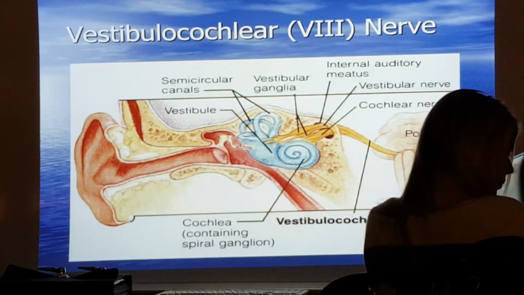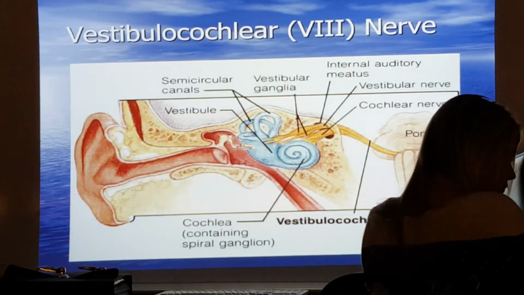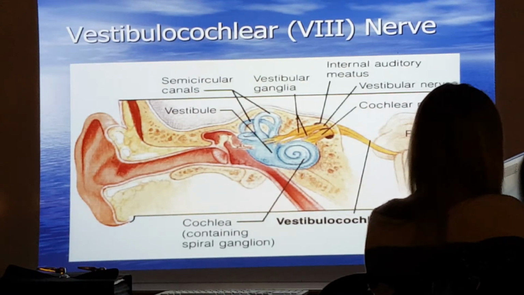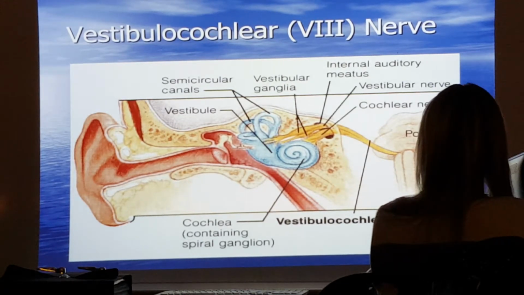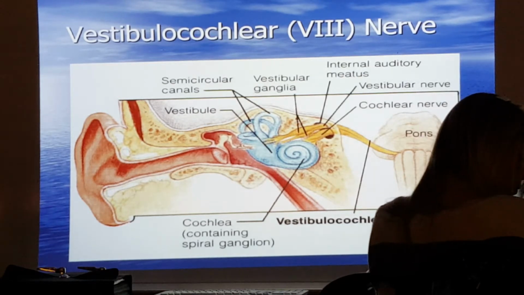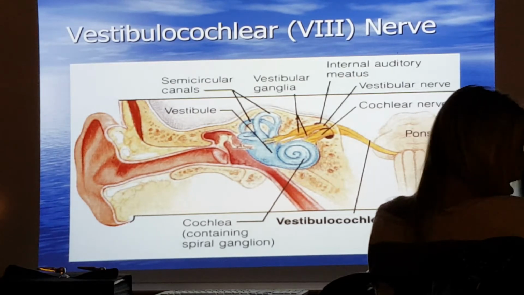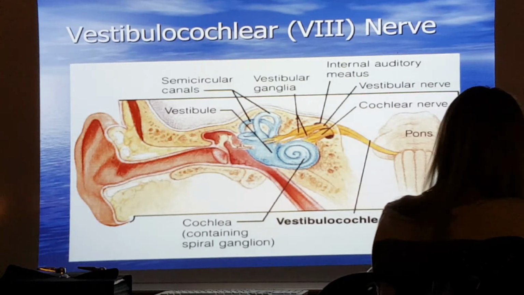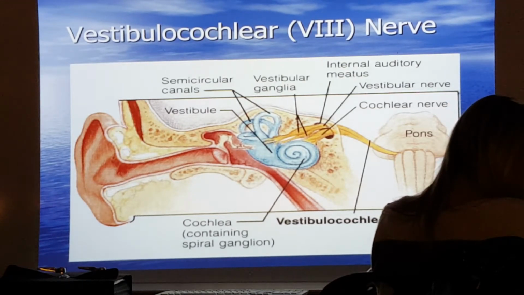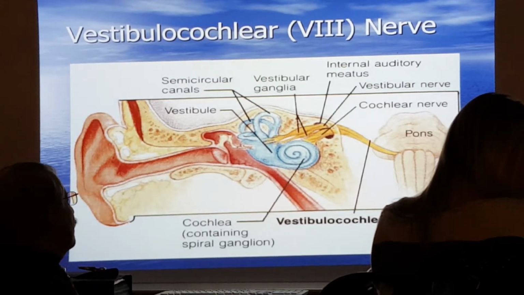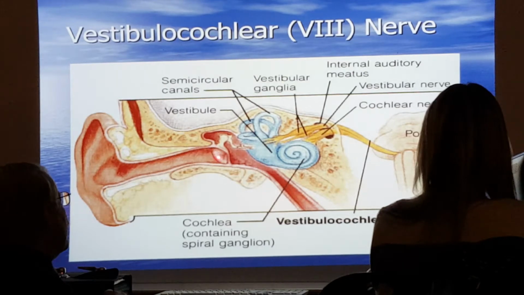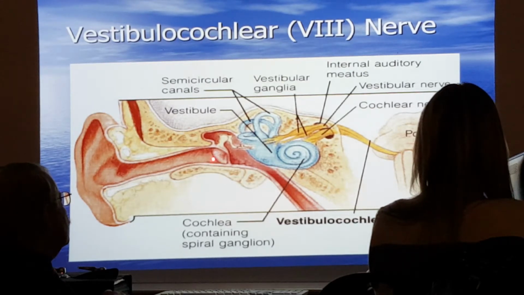So, the nerve that carries information from the inner ear, the vestibule and the cochlea, is appropriately called the vestibulocochlear nerve. Cranial nerve 8, totally sensory, pretty much. Might carry a few pain fibers. But since this nerve comes entirely from the inner ear, any pain you'd get from the eardrum would come in some other pathway besides this.